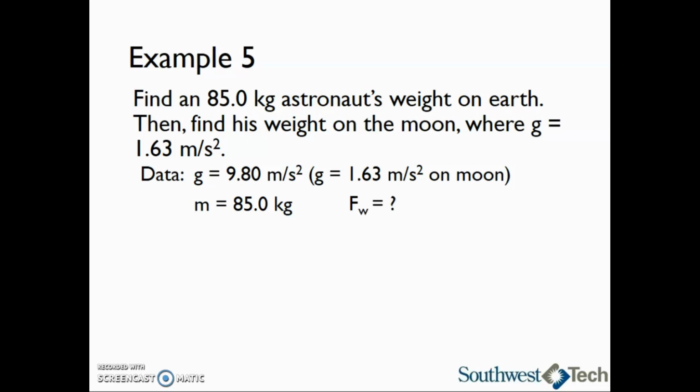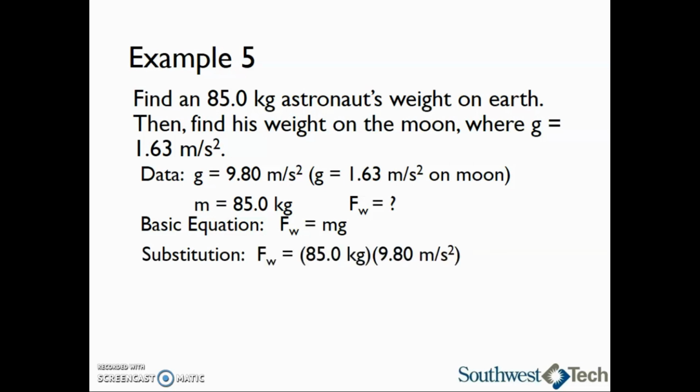The basic equation that we can use for both calculations is that the weight force is equal to mass times the acceleration due to gravity. Since this equation is written in terms of weight force, we don't need to find a working equation. We can go directly to the substitution step. When we substitute, we have the weight force equal to 85 kilograms times 9.80 meters per second squared. This means that the astronaut weight is approximately 833 newtons on Earth. In case you were wondering, that is about 187 pounds.